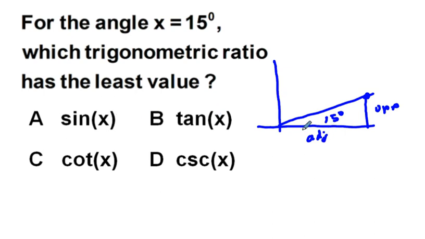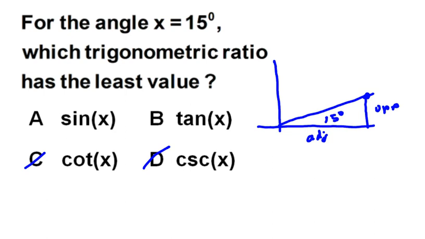Well, if this is anywhere near proportionally correct, cotangent is going to be less than tangent, because opposite over adjacent is going to be less than adjacent over opposite, so C is not correct. Cosecant is the reciprocal of sine, and cosecant is never going to be less than 1. So that cannot be correct. So it's going to be between sine x and tangent x.